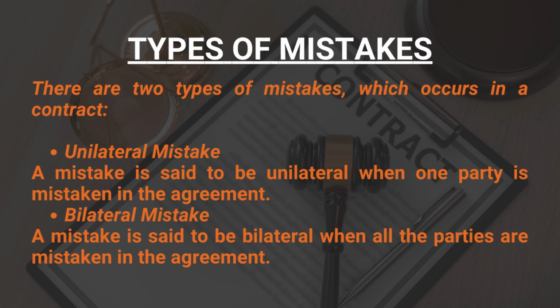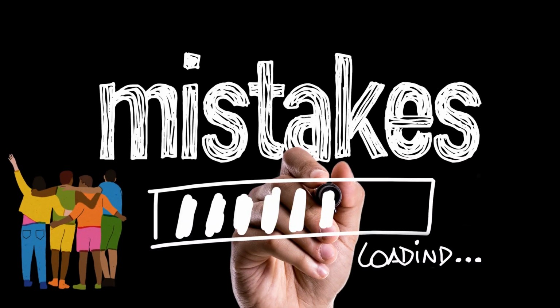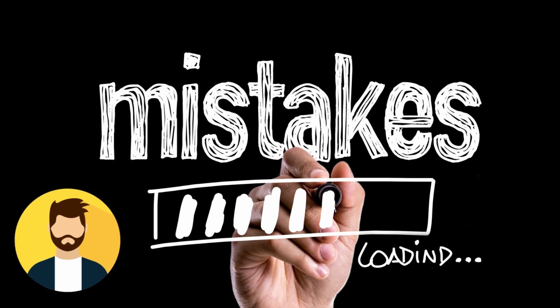Second is bilateral mistake. Bilateral mistake is when both parties are mistaken. So parties who are entering into a contract, if two or more than two parties are entering into a contract, all parties to the contract are at mistake. So bilateral is where all the parties are mistaken, whereas unilateral is where one of the parties is mistaken. Bilateral is further divided into subparts.